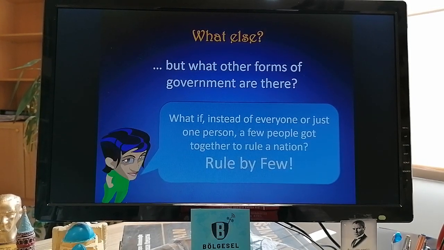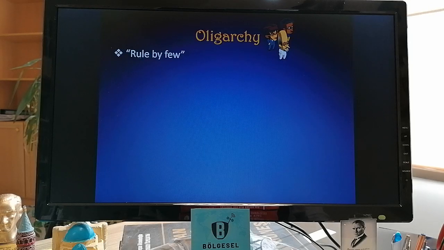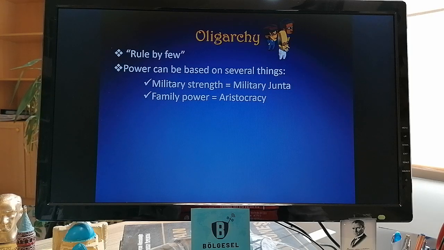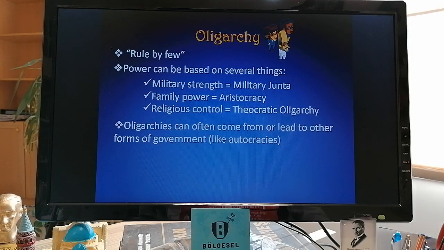But what other forms of government do we have? Okay? For example, what if instead of everyone or just one person, a few people got together to rule a nation? It means rule by few. A few people get together to rule a nation. How do we call it? Oligarchy. Okay? Rule by few. Power can be based on several things, such as military strength, military power, religious control. Oligarchies can often come from or lead to other forms of government, like autocracies.